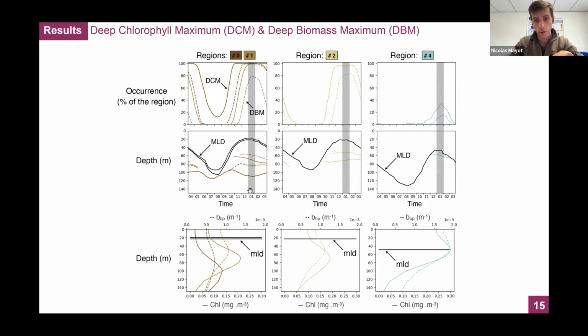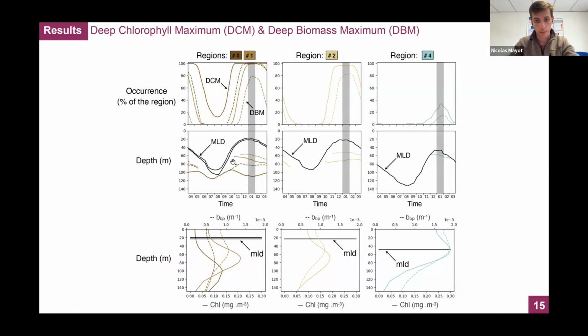And to go a bit more into detail, what I've done here is that I look at the month of January and I make the average of all the profiles that are showing this type of feature for each region. And I'm showing here, on the x-axis, the chlorophyll and BBP, BBP being the dashed line and chlorophyll being the continuous line. And the black line represents the mixed layer depth.